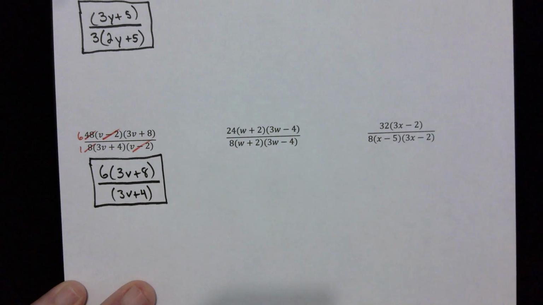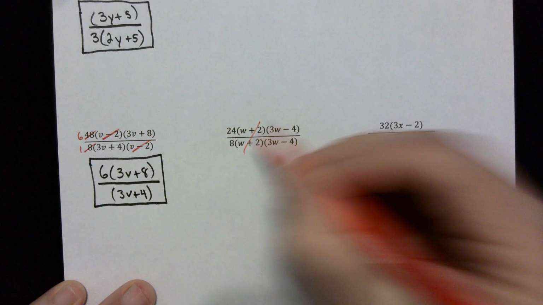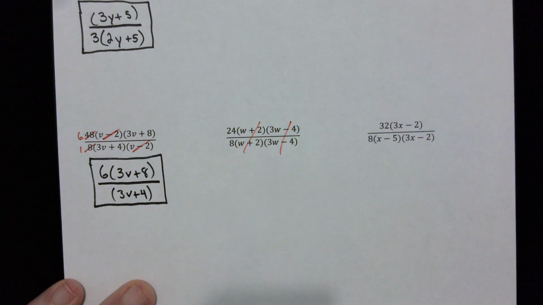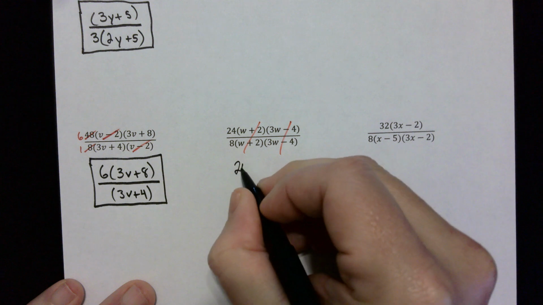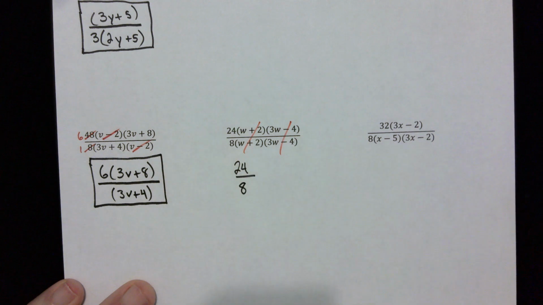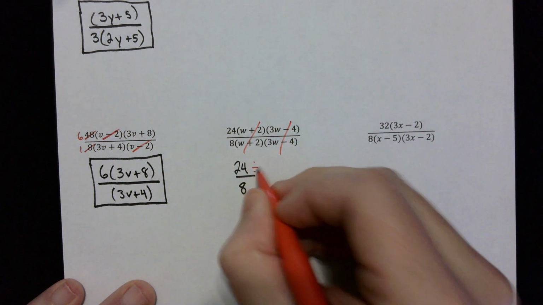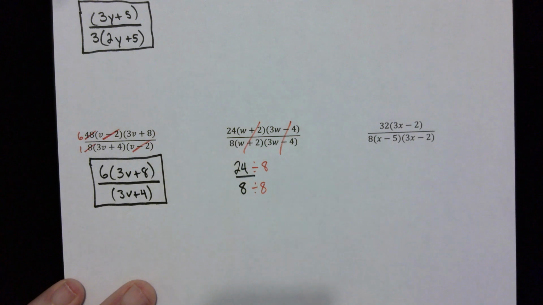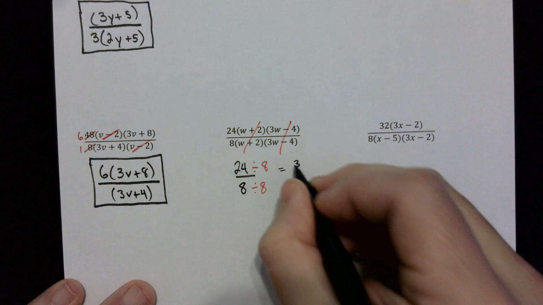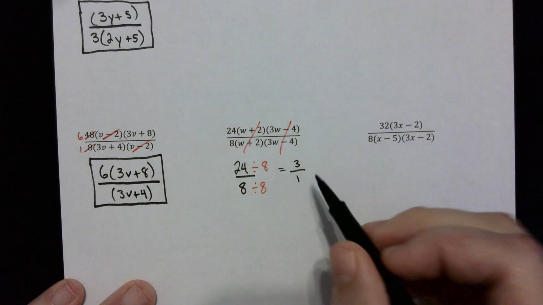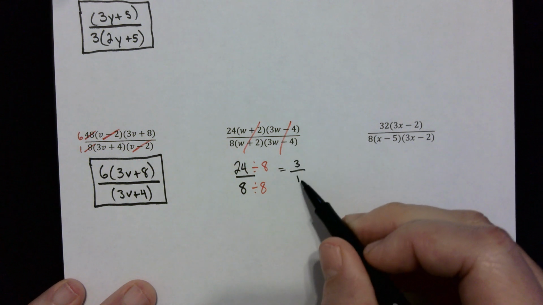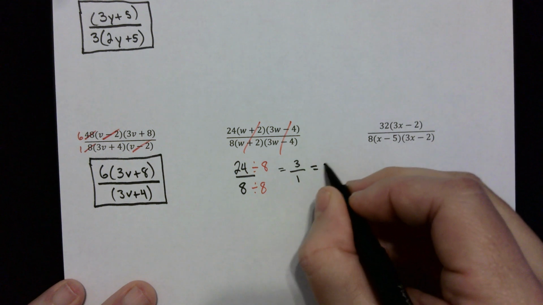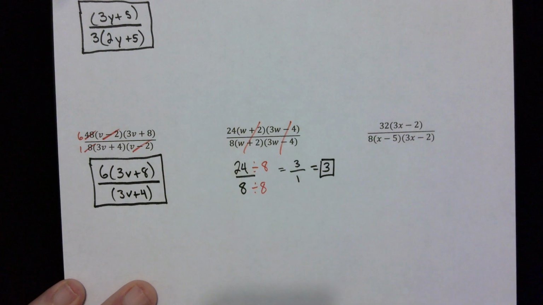All right, the next one. We have a w plus 2 on top and bottom. We have a 3w minus 4 on top and bottom. Those are both exactly alike. So we end up getting 24 over 8. Everything else reduces. And then if we divide the top and bottom by 8, 24 divided by 8 gives us 3, and 8 divided by 8 gives us 1. This is one of those cases where now you don't need to write the 1 because the 1 is the only thing down there. So you can just write this as 3. 3 will be our answer, not 3 over 1.